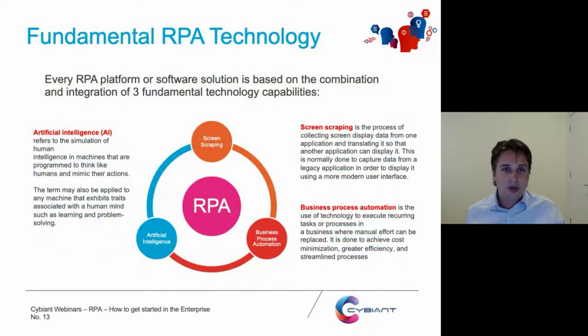So now that we've seen some of the use cases, let us see what is actually powering RPA technology. In order to understand how these kinds of applications work, you should see that RPA is basically composed of three major technologies. First of all, let me start with screen scraping, which is a process that not a lot of people are familiar with.